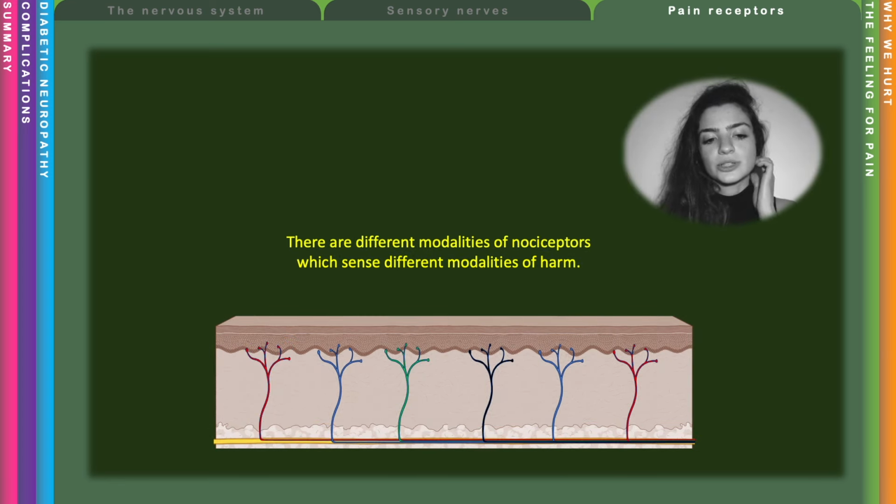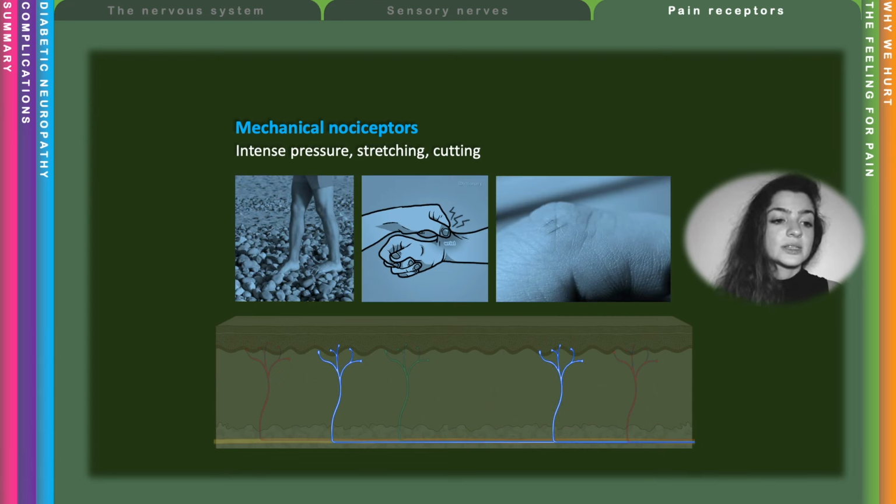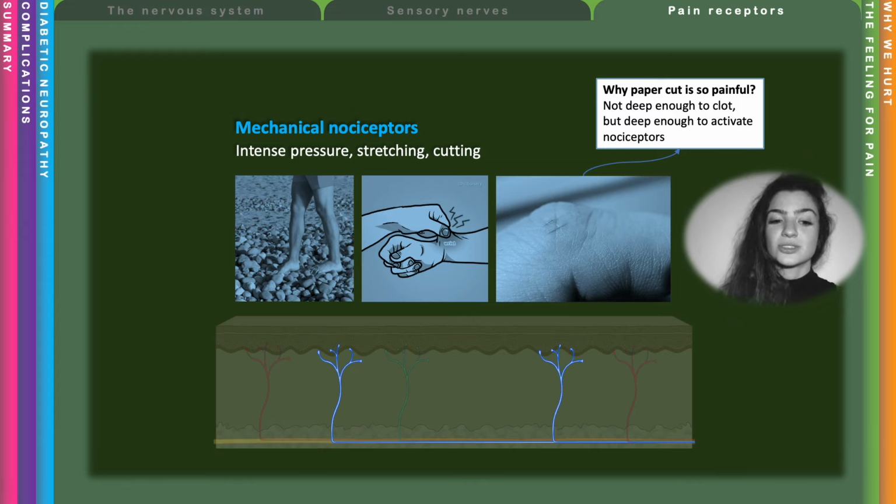So there are different modalities of nociceptors which will sense different types of harm. So for example, we have mechanical nociceptors which sense intense pressure, stretching, and cutting. And I put here, just for curiosity, paper cut. Why is a paper cut so painful? It's because the paper cut is not deep enough for the body to clot properly, but it's deep enough to activate nociceptors, so that's why they hurt.